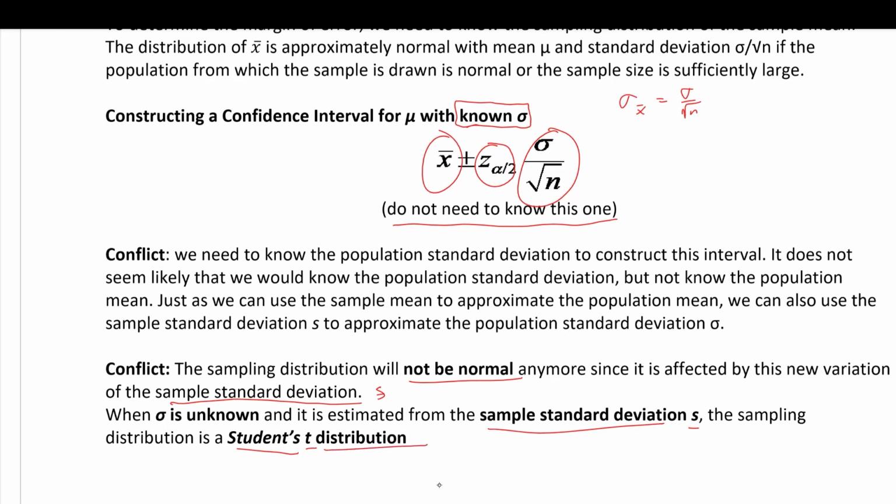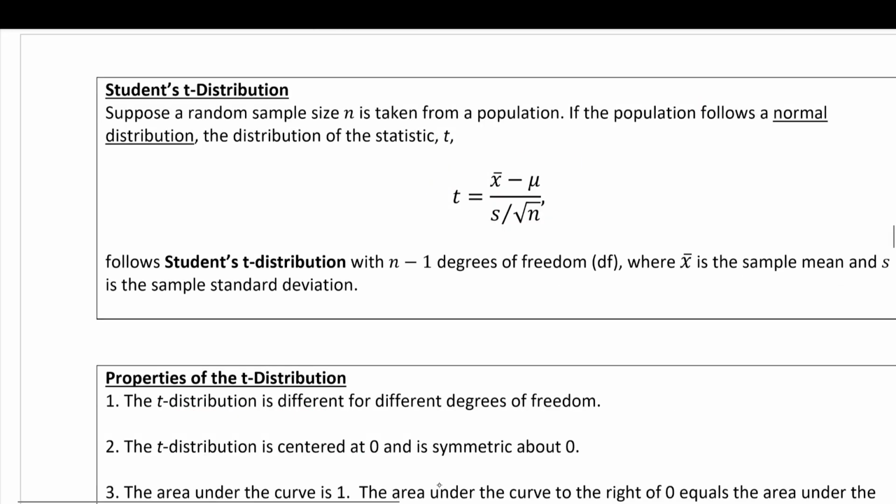Okay, so instead of using the normal distribution, we're using a thing that's called the Student's t distribution, or just t distribution for short. It's very similar to a normal distribution. Now, it's going to seem kind of complicated, but it really isn't. It's very similar to the normal distribution. All right, Student's t distribution, or just t distribution for short.